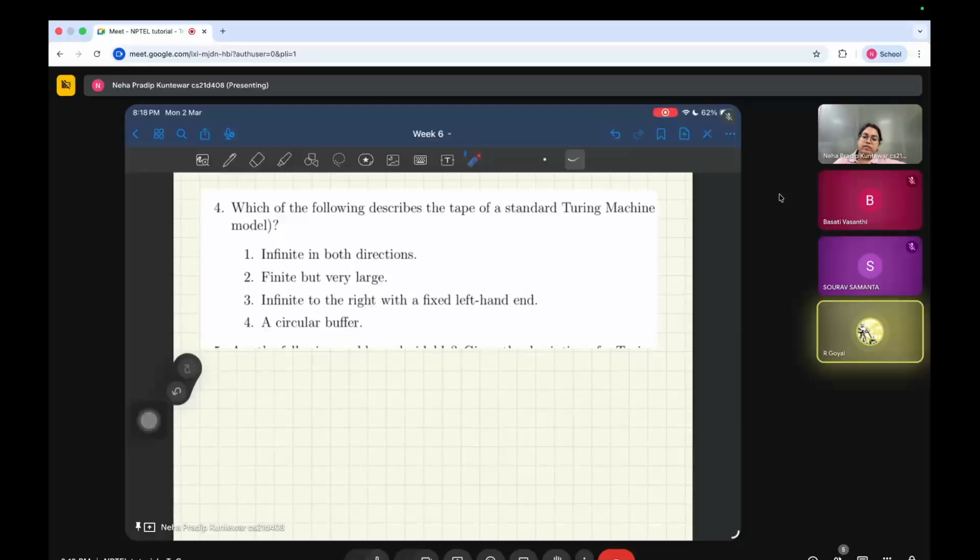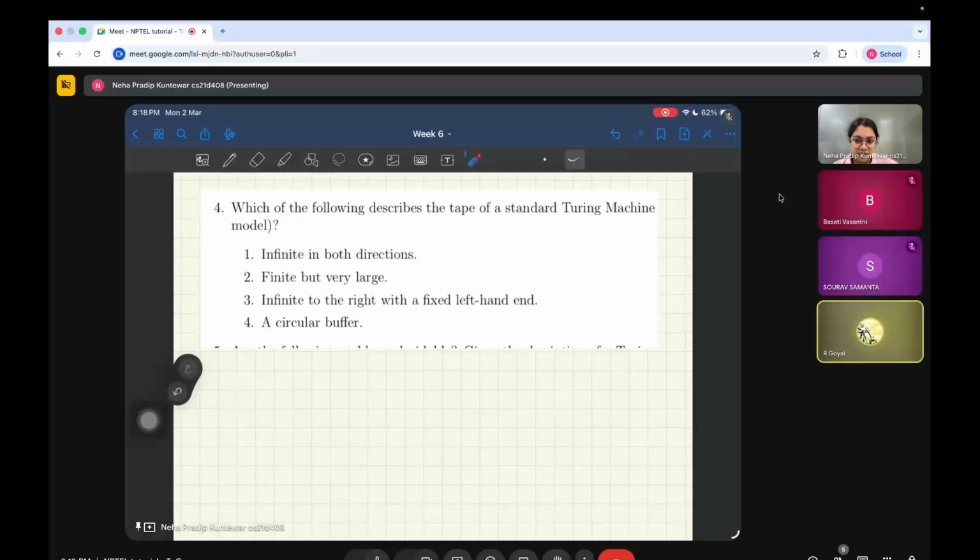Which of the following describes the tape of a standard Turing machine? Infinite in both directions, finite but very large, infinite to the right with a fixed left-hand end, or a circular buffer. So, for a standard Turing machine, I think infinite in both directions could be fine. But as you said, in this session we are considering infinite towards the right with a fixed left-hand end. So either option one or three could be fine. Correct. What about the circular buffer?